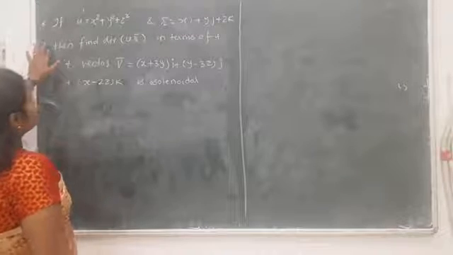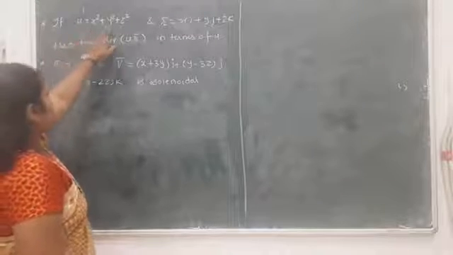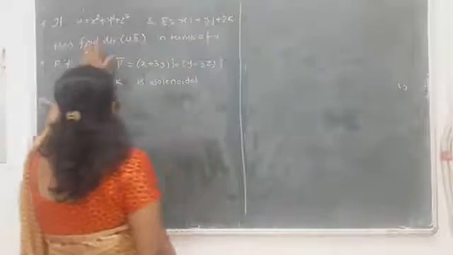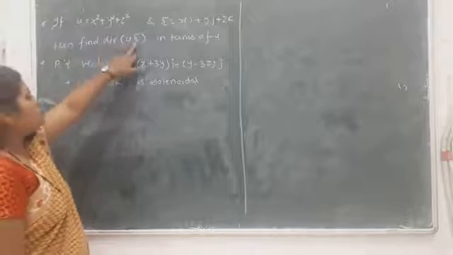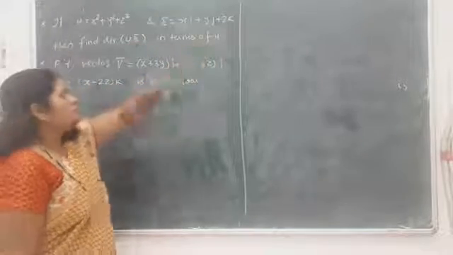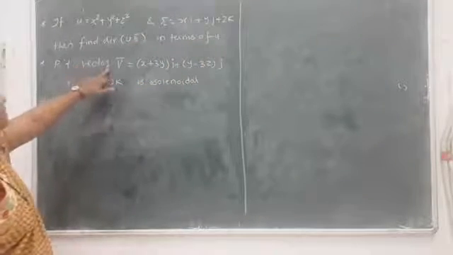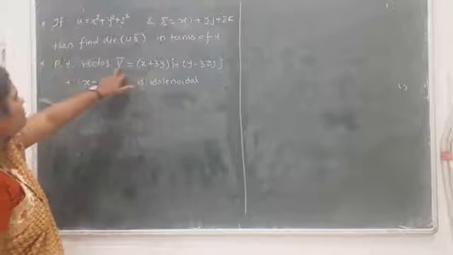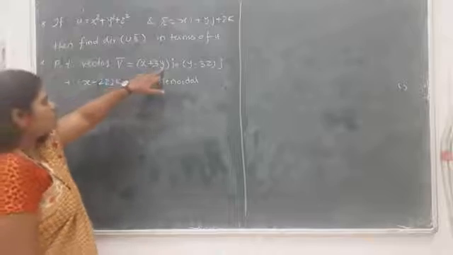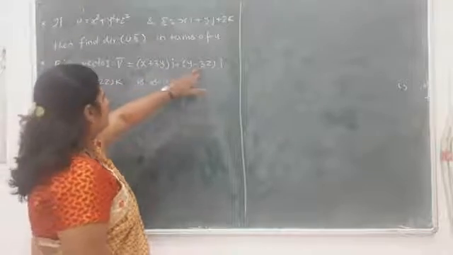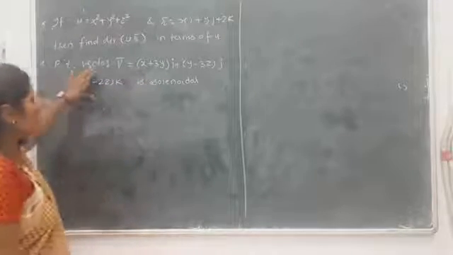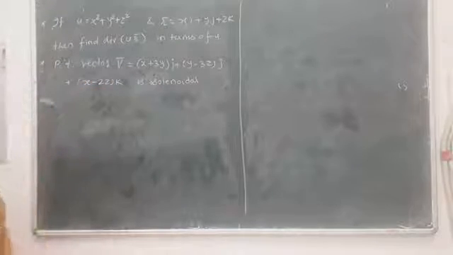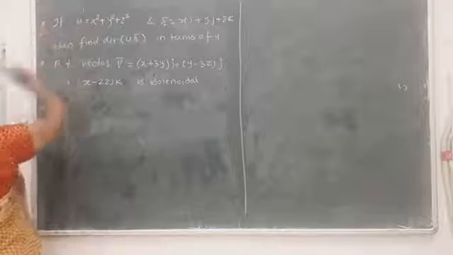I have written here two problems. One is: if u is equal to x square plus y square plus z square and r bar is equal to xi plus yj plus zk, then we have to find the divergence of u r bar in terms of u. The second problem is we have to prove that v bar is equal to (x plus 3y) i plus (y minus 3z) j plus (x minus 2z) k should be a solenoidal vector. So first we will see the first problem here.